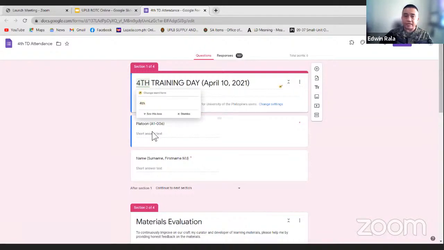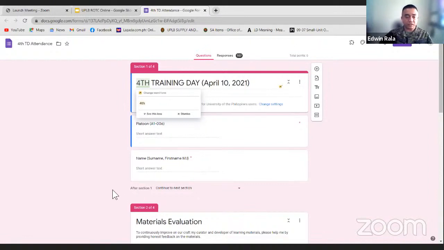Ang tawag dyan is cadet number, not platoon. So lahat ng kadete may corresponding cadet number like this one, A1006. Ibig sabihin nun, member siya ng Alpha Company, first platoon, and pang 6th element siya. Okay? Example lang yan. So lagay niya dito yung kung ano man yung given na cadet number sa kanya, yung name starting with the surname, then sasubmit. Okay? So magkakaroon na kami ng attendance.